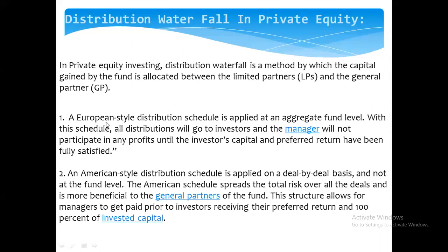Whereas in the European model, there are layers. First, I need to make sure that I am paying 100% capital to the LPs. Second stage, I am paying the preferred return. Then only I become eligible.